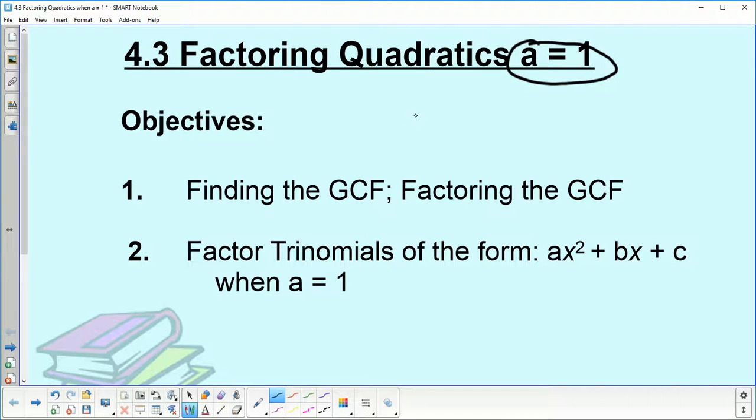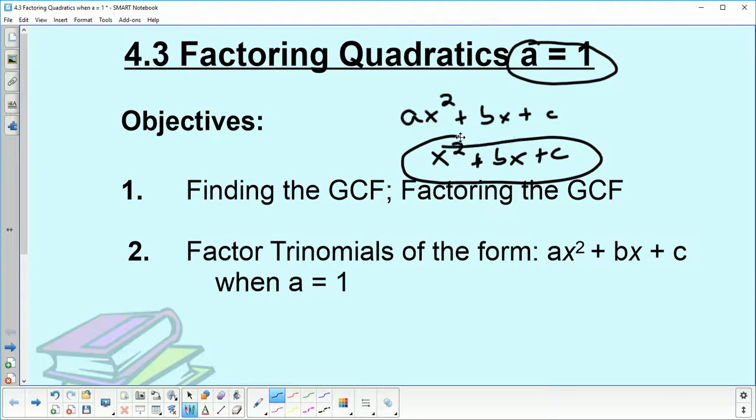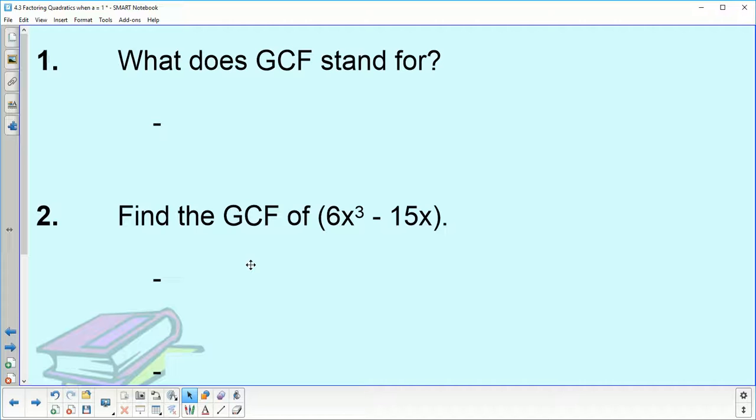So keep in mind that we're going to have some quadratic like ax squared plus bx plus c, but here a is 1, so we're really looking at things like x squared plus bx plus c. So this whole lesson is really going to be about that. That is when a equals 1. We're also going to really quickly touch on something called the GCF, and then, like I said, factor when a is equal to 1. So first thing, what does the GCF stand for?